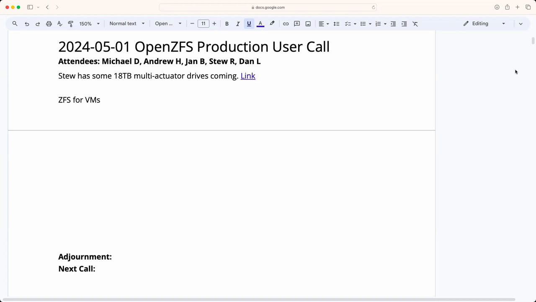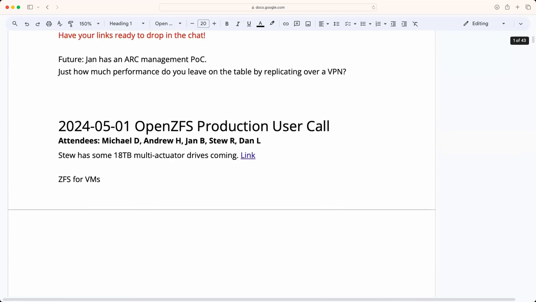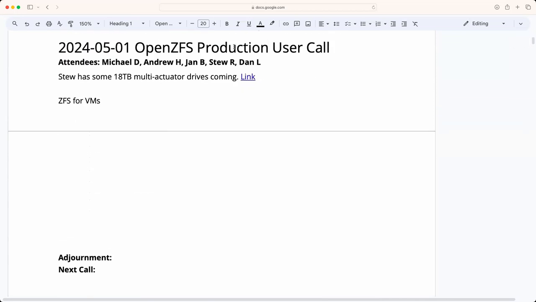And it sounds like Stu has some 18 terabyte multi-actuator drives coming. Stu, do keep us posted once you get those. Do we have any questions for him in advance of what to try? What are you going to do with them? I'm basically doing performance testing to see how it handles large media files in parallel.